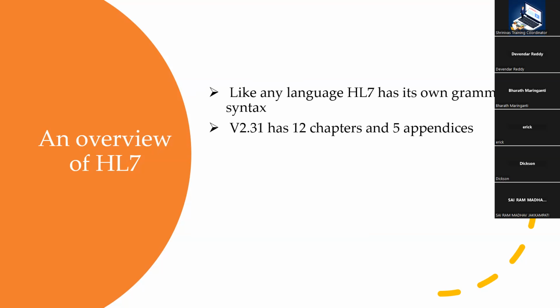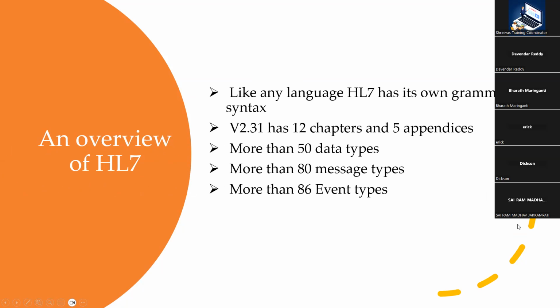Then it has more than 50 data types, more than 80 message types, and more than 86 event types. We are not very familiar with these terms. What is a data type? What is a message type? What is an event type? So don't worry, we'll take a look at that later down the line.